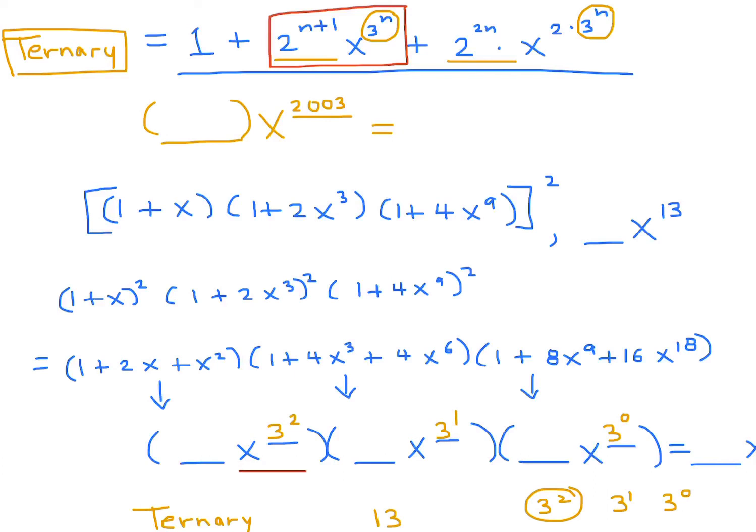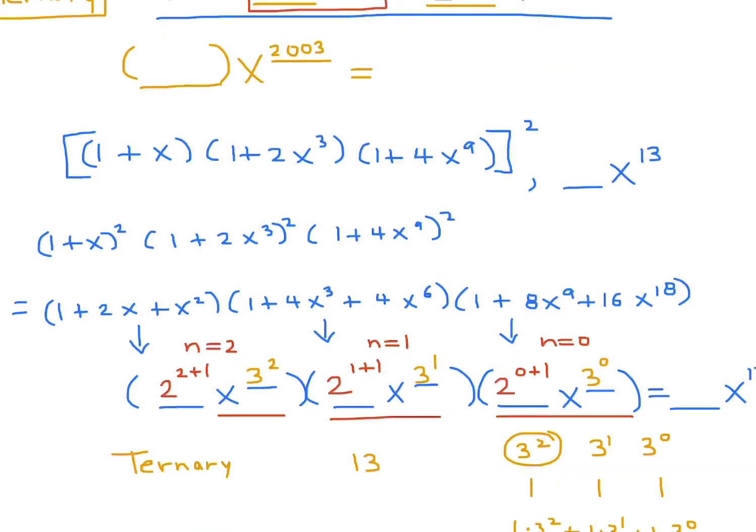x 3 to the power of n is our x 3 to the power of 2. So in our case, n is equal to 2. So therefore the coefficient is 2 to the power of n plus 1, which is 2 to the power of 2 plus 1. See how I got that? Now let's try this guy here. In this case, n is equal to 1. So we have 2 to the power of 1 plus 1. Got it? How about this one here? In this case, our n is 0. So our coefficient is 2 to the power of 0 plus 1.